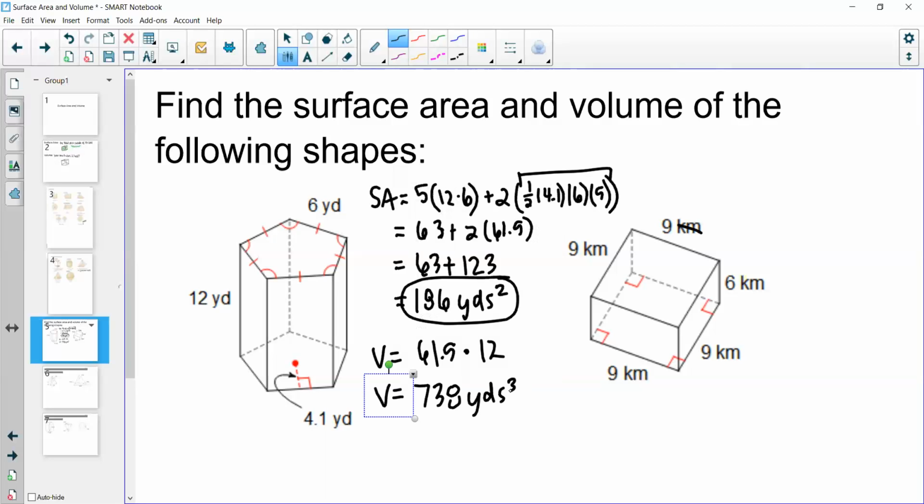So remember that there are 3 feet in a yard. So that's huge when you think about it. So that's how we can find the surface area and volume of a prism. We can do the same thing here with this rectangular prism.